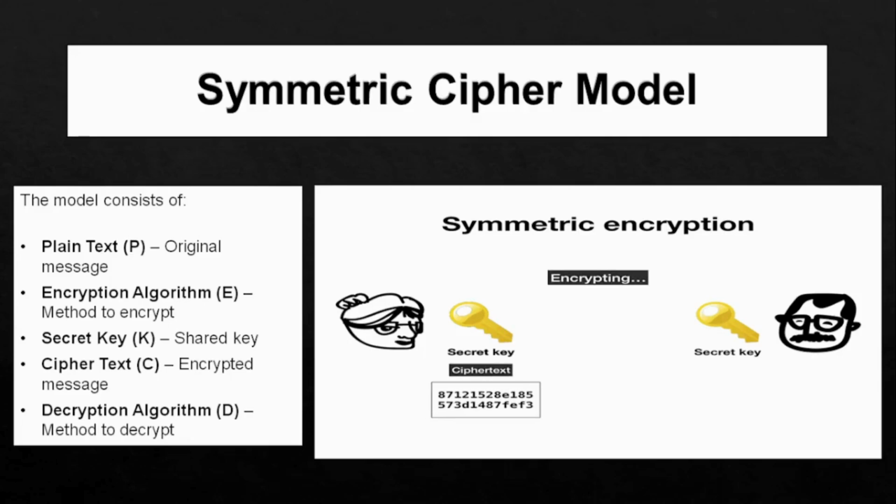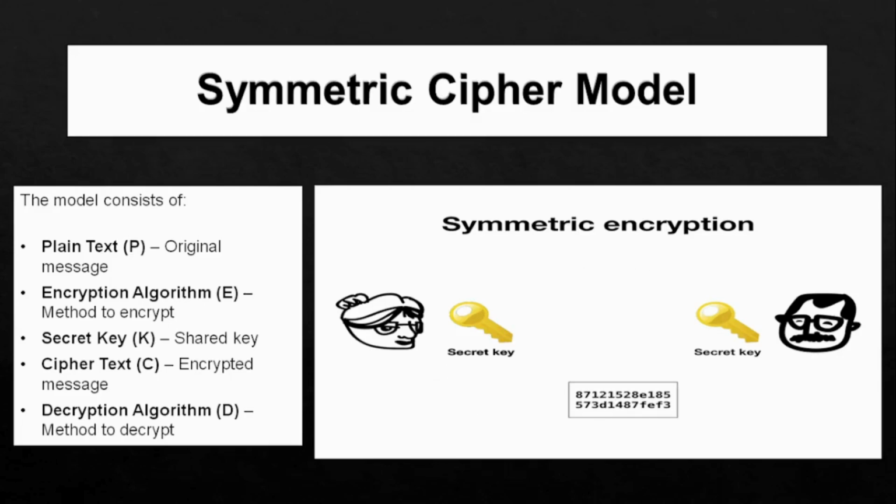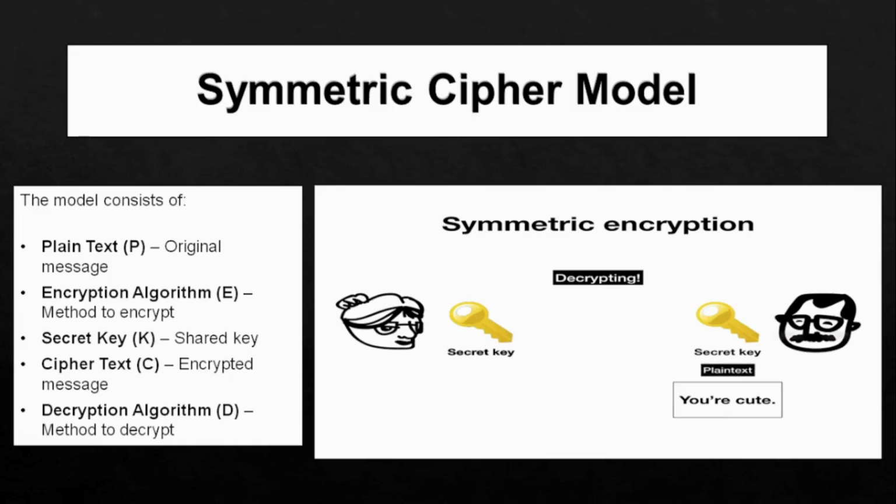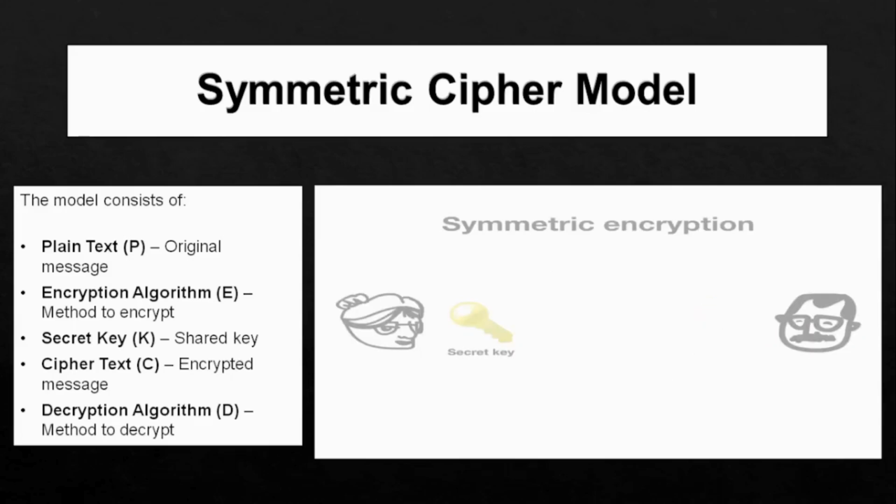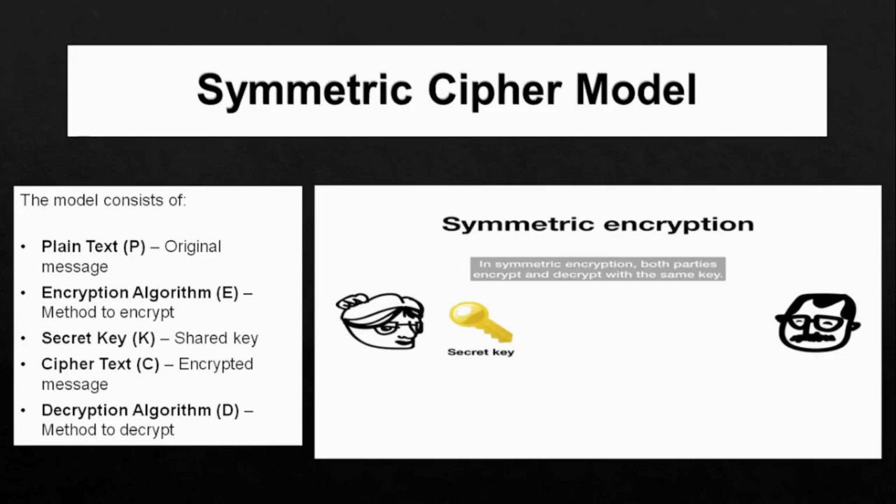Let's take a practical example. Suppose the message is "you are cute" and the key is, for example, key123. After applying the encryption algorithm, the message is converted into an unreadable cipher text, and this encrypted message is now safe to transmit. Now, this cipher text is sent through the network.